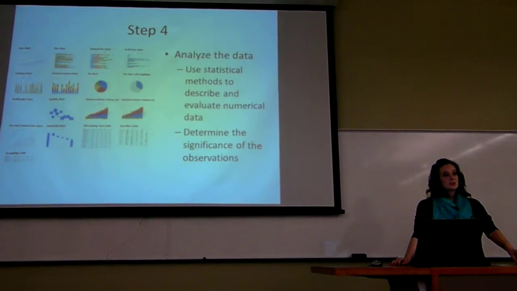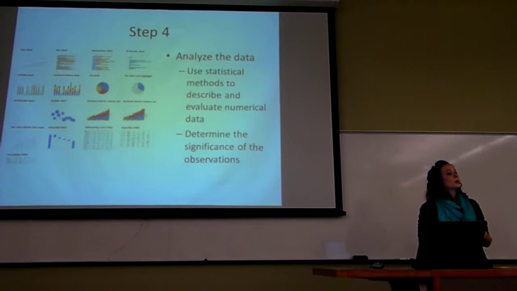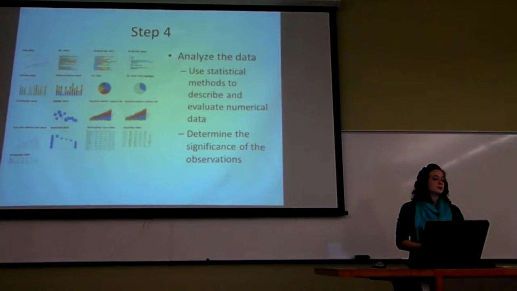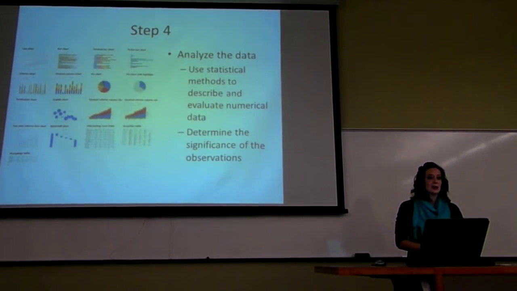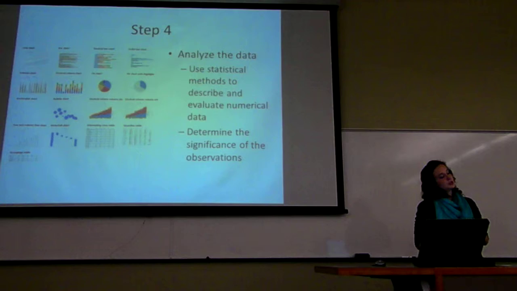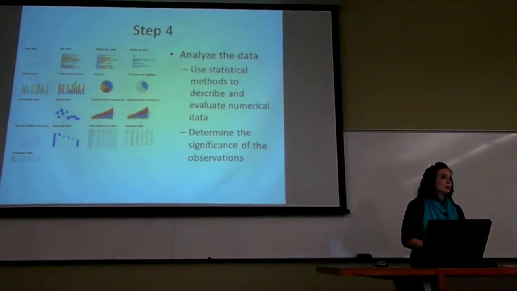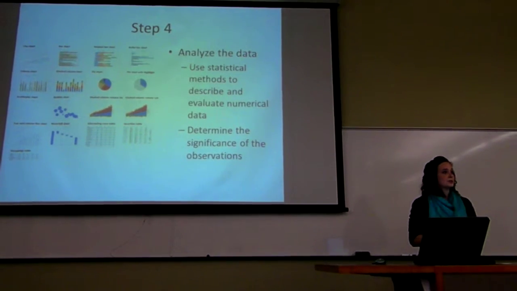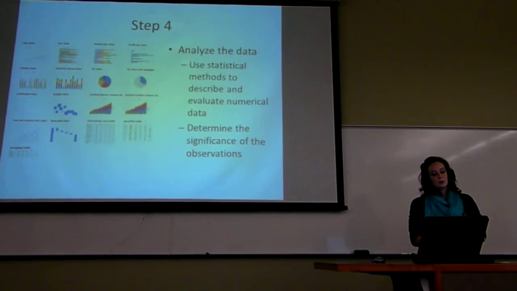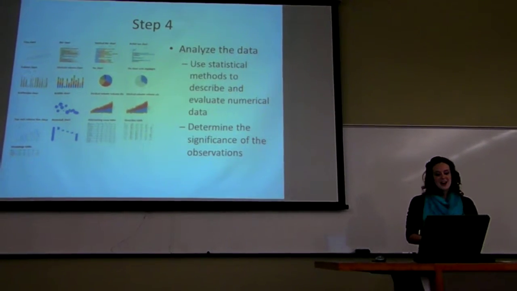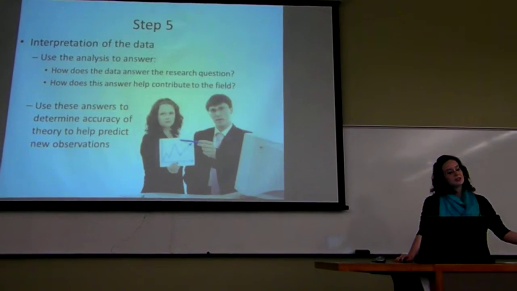The fourth step is to analyze your data. This means that whether it be your test scores or your interviews or however you record your data, you need to take it and apply it in a statistical method, and you transform it into numerical data. So for example, if you were just using the components of sex, instead of saying male and female, you would use the numbers 1 and 2. You would then determine the significance of these observations and move on to step 5, which is the interpretation of this data.